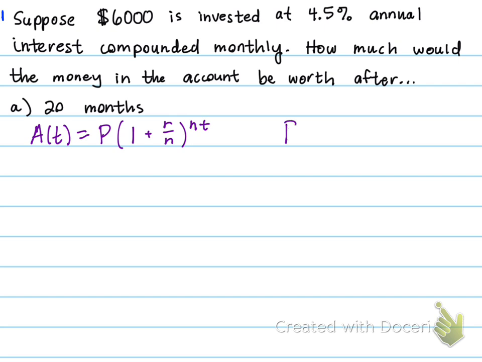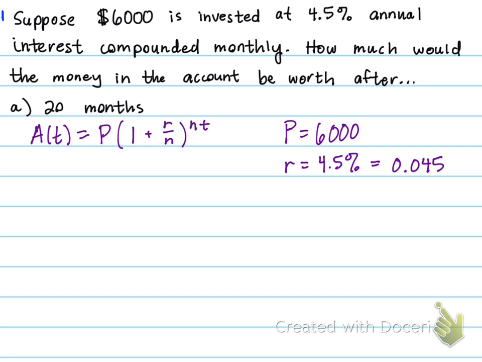Then we got P, our principal amount. We're starting with 6,000. We know R, the rate. Now they gave us a percent, but that's not what we're going to actually put in for R. We have to convert our percent. They gave us 4.5%, which equals 0.045. We need to convert that percent to a decimal.